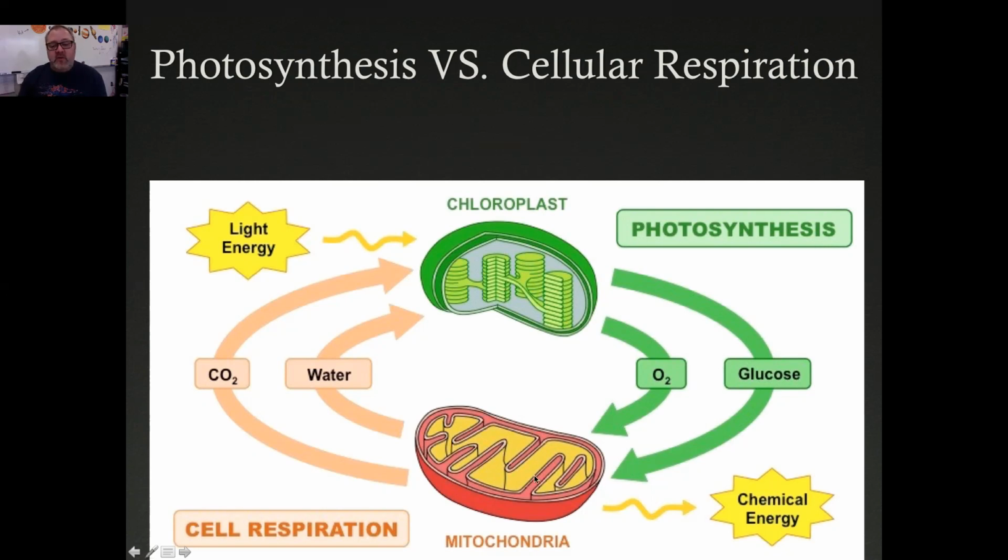The mitochondria will go through cellular respiration, and it will produce adenosine triphosphate. That's this chemical energy part that we're looking at, ATP. And then the waste products from cellular respiration are water and CO2, okay?